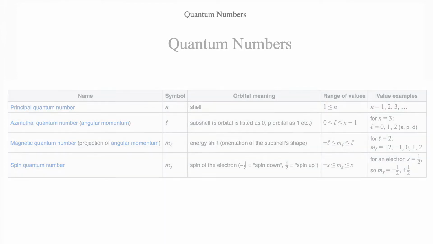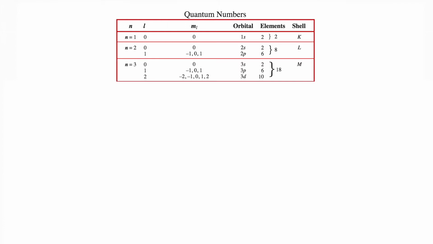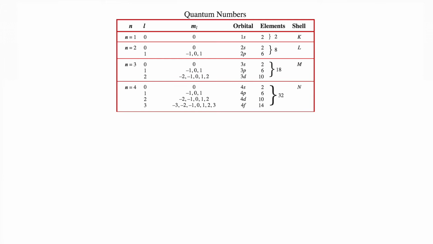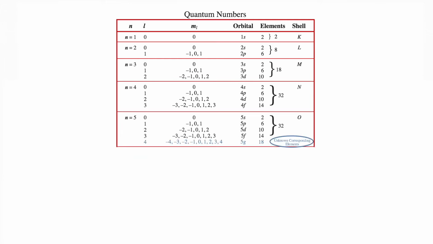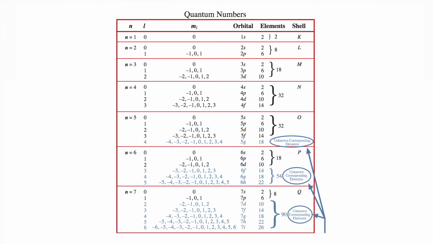We can see the build-up of these quantum numbers in a table. So when n equals 1, there's just the s orbital. When n equals 2, we have s and p orbitals. When n equals 3, we have s, p and d orbitals. When n equals 4, s, p, d and f, etc. But if we look down, we see that there are quite a number of unknown elements. So how does this arise?